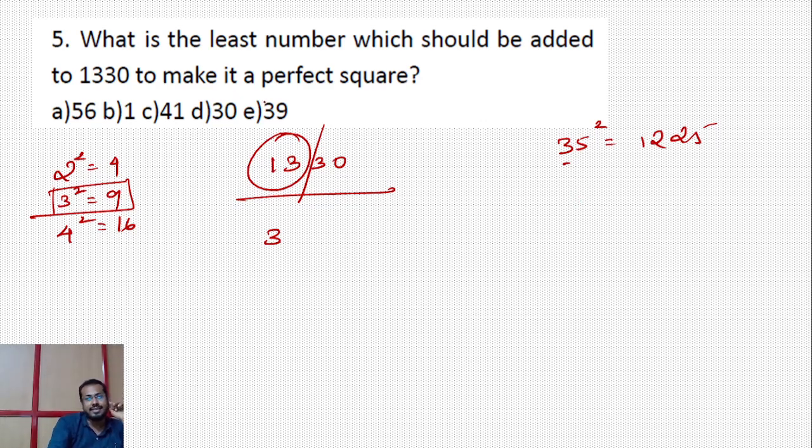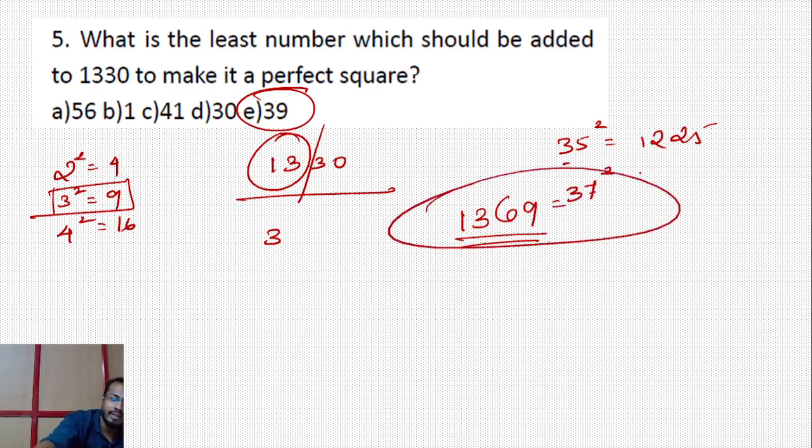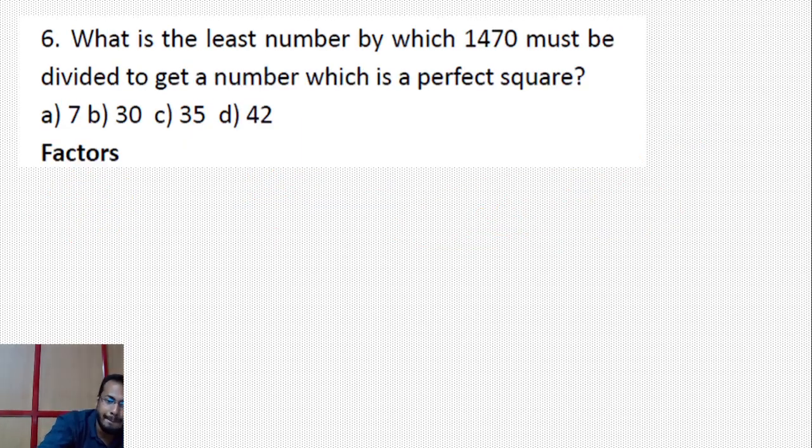Here the answer is 39. Okay, so 1330 plus 39 is what? 1369. 1369 is a perfect square. So here the answer is option E, 39. Okay, that is nothing but 37 square. 37 square is 1369. Okay, let's move to the next question.